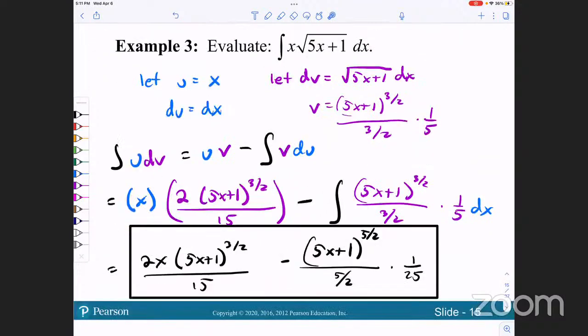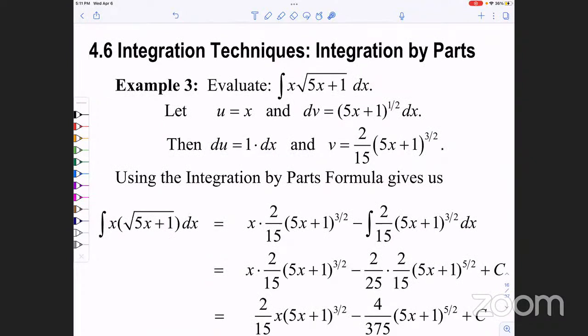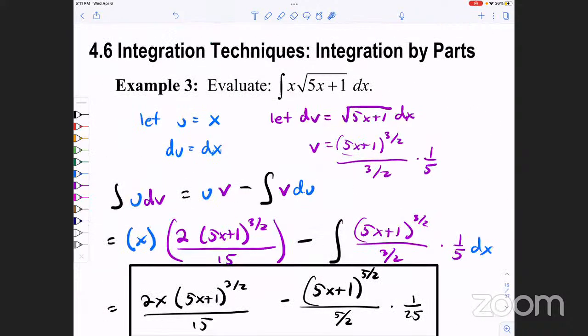Did they get a common denominator or something? Are we missing something? I think we forgot to distribute that 2 over 15 at some point. Right there, the v is 2 over 15. Did we get the proper v? We got our 2 over 15. Yeah. Or 1 over 15. Oops.